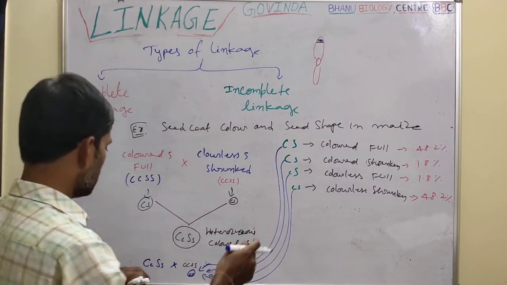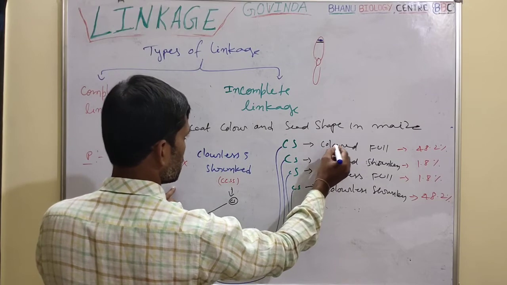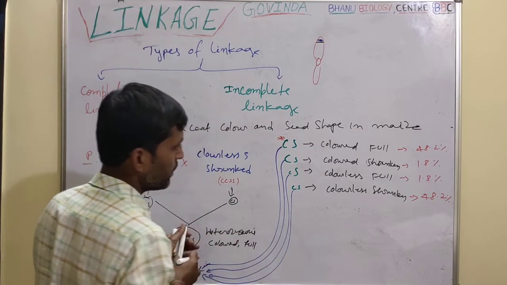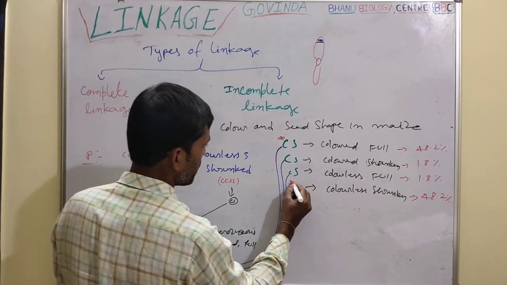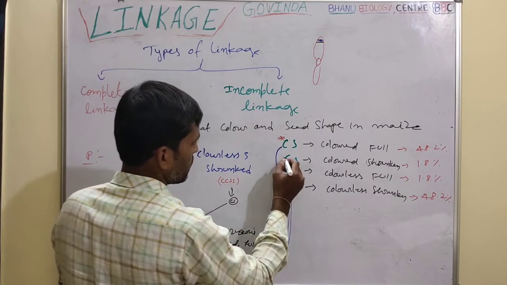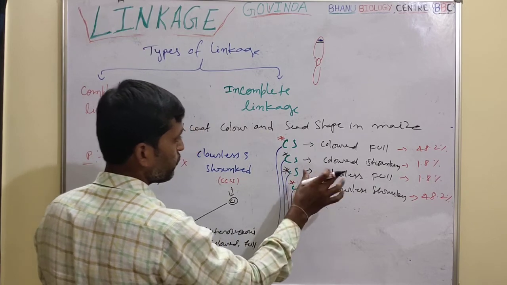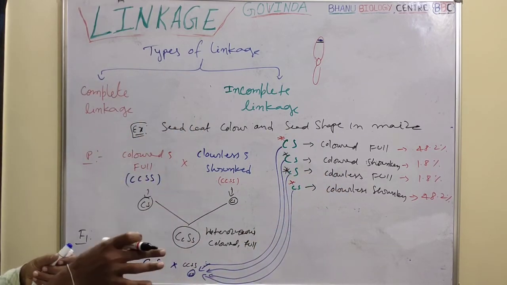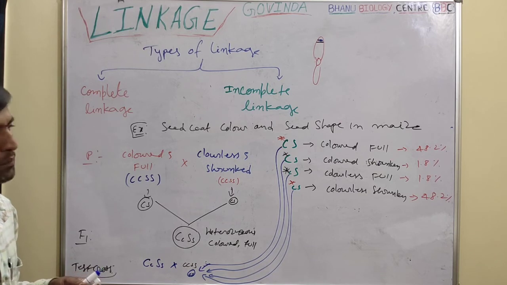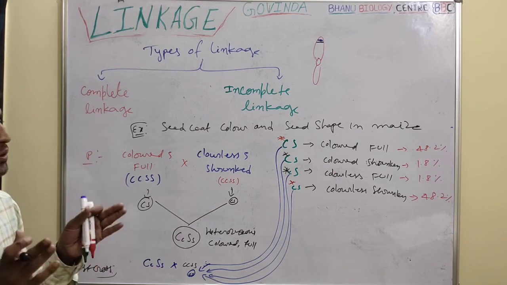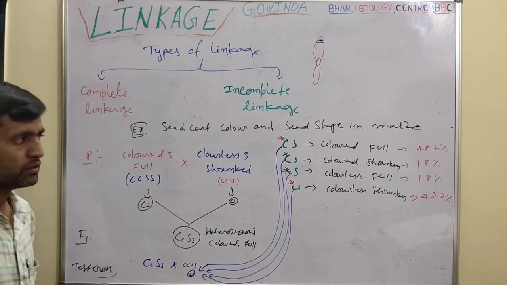In these combinations, colored full is the parental type. Colorless and shrunken is also the parental type. The colored shrunken and the colorless full are the recombinant types. So why are recombinants produced here? The reason is, one, crossing over, and another, the separation of the linked genes during the inheritance process.